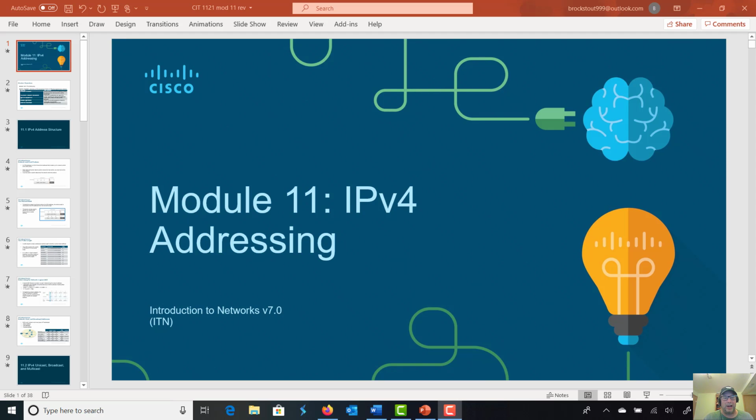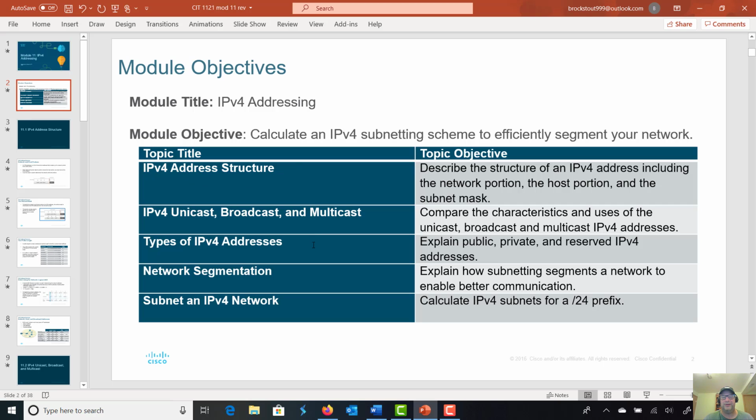All right. So, IPv4 addressing. If we go to the next slide, it's just going to give us a rundown of the things that we're going to take a look at here. First, we're going to look at the structure. Then we're going to look at the type of messaging that we can send out: unicast, broadcast, and multicast. The different types of IPv4 addresses, like public versus private, APIPA addresses, and multicast addresses, so we'll look at those there.